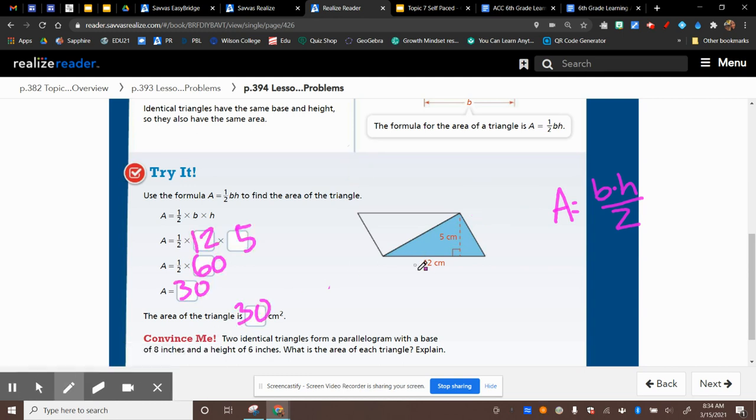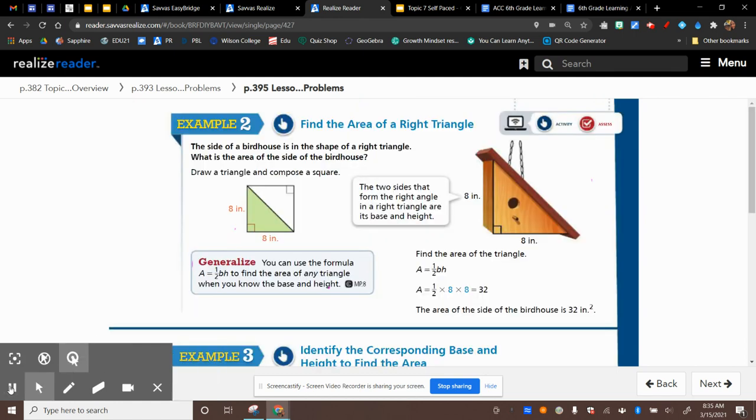Okay, so we see here that the base is 12, the height is 5. I filled in 12 and 5. So half of 12 times 5, 12 times 5 is 60, half is 30. So we say the area is 30 centimeters squared. Let's turn over to the next page.